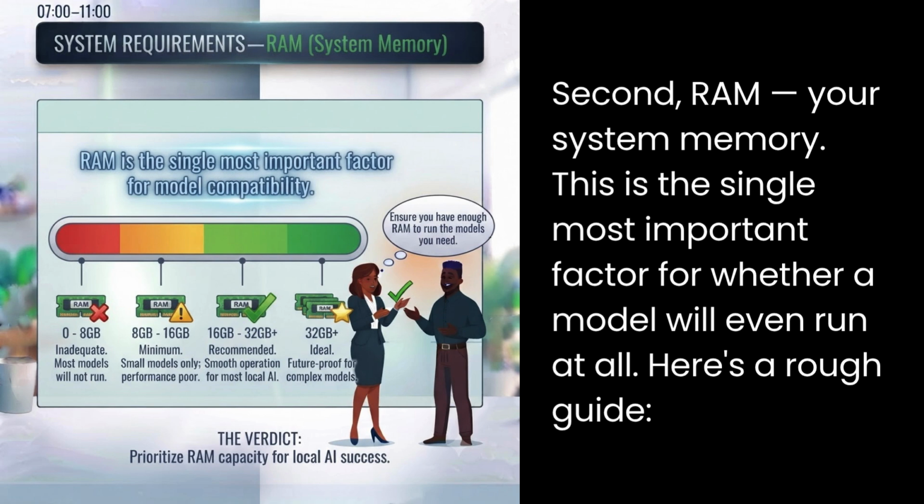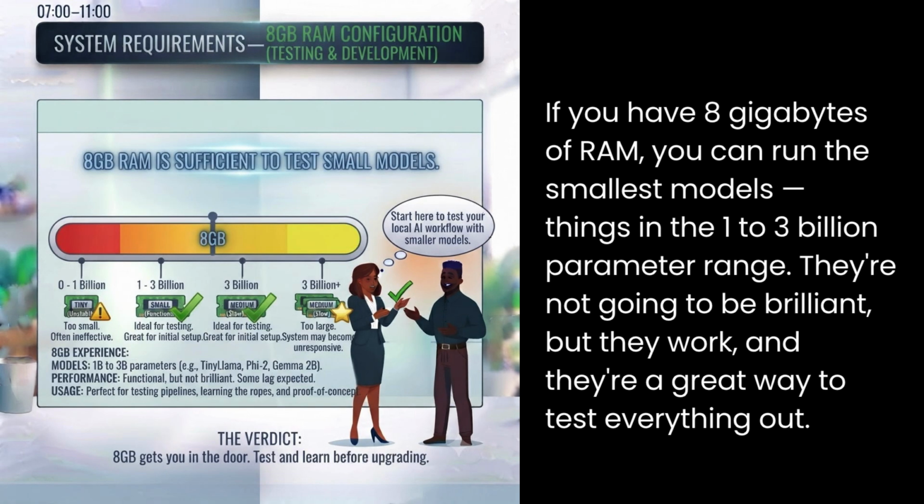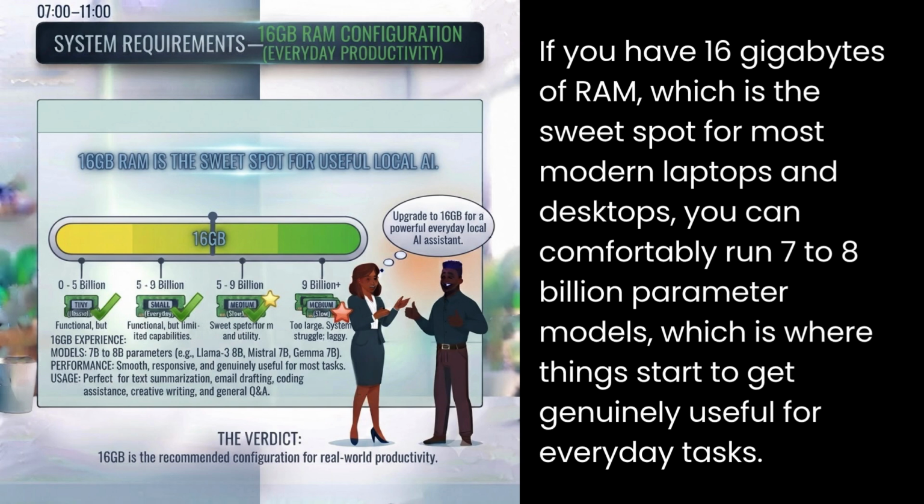Here's a rough guide. If you have 8 gigabytes of RAM, you can run the smallest models, things in the 1 to 3 billion parameter range. They're not going to be brilliant, but they work, and they're a great way to test everything out. If you have 16 gigabytes of RAM, which is the sweet spot for most modern laptops and desktops, you can comfortably run 7 to 8 billion parameter models, which is where things start to get genuinely useful for everyday tasks.